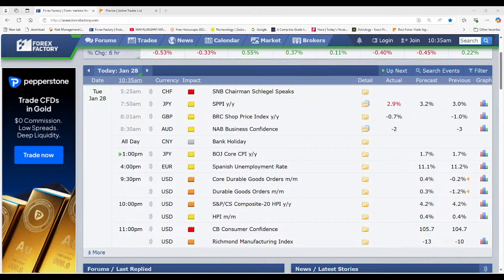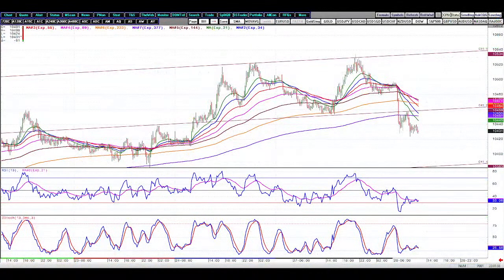Do take note that the majority of the Asian markets will be closed tomorrow because of Chinese New Year, including Singapore, Malaysia, South Korea, Taiwan, China, and so on and so forth. So do take note of that. Then I think with that, we move on to our live analysis.